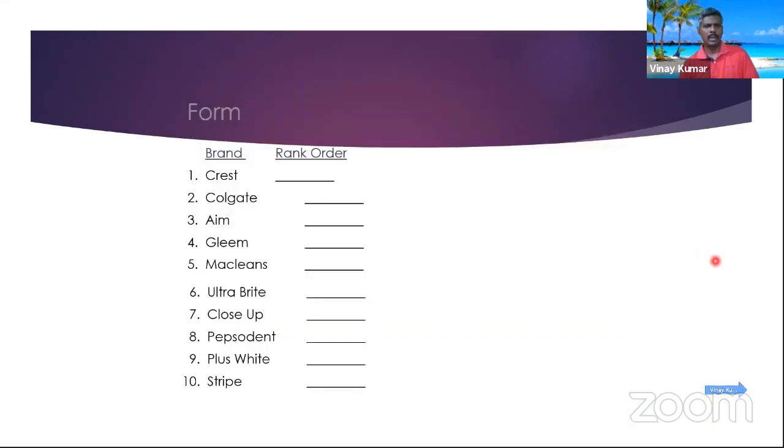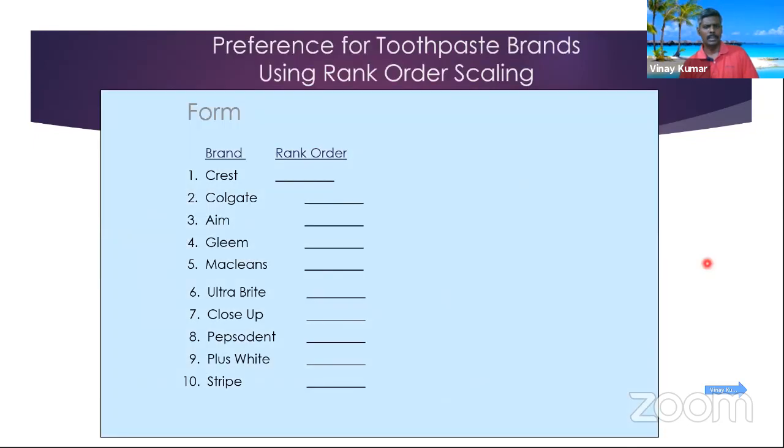So here, the respondents are presented with the toothpaste that they have to rank. So which toothpaste they prefer compared to other toothpastes. So here, this is one example of rank order, which is again popularly used in research to understand the customer preference in choosing the product or service that they buy. So that's rank order scaling.